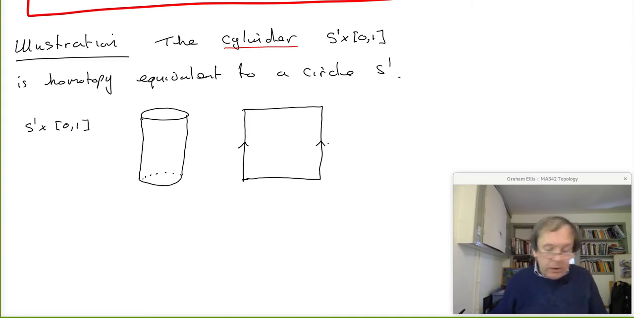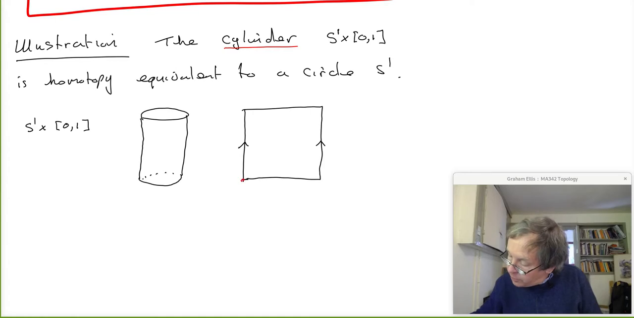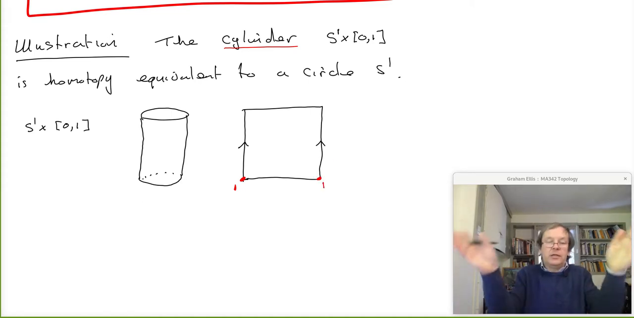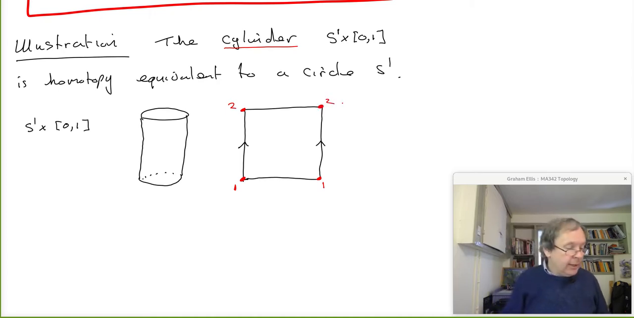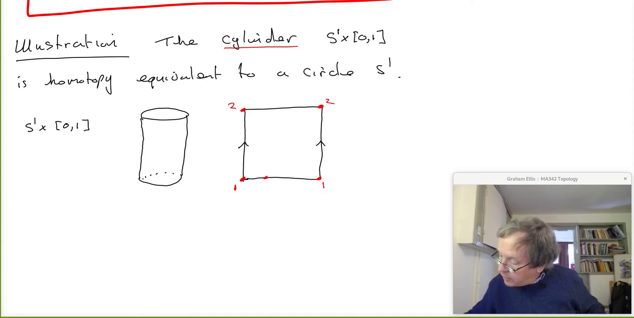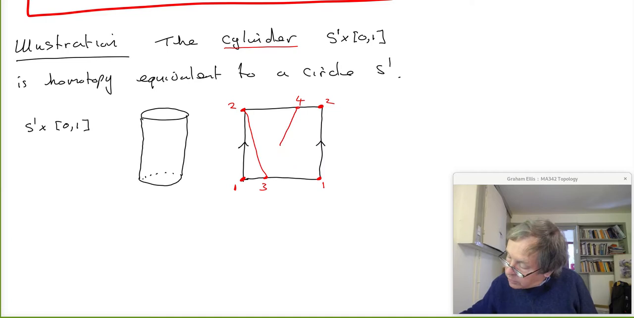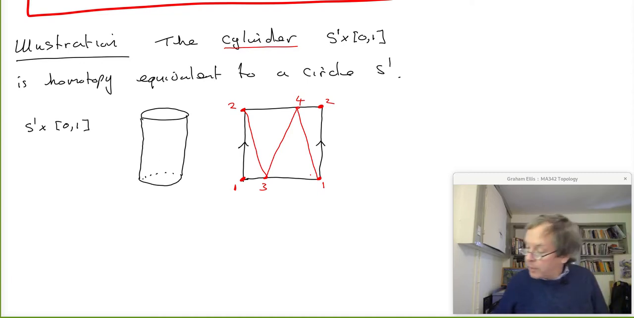So let me number some points. I'll do it in a different color. So here's a point. Let me call that point one. That point one is the same as that point one, because I've identified the two edges. And maybe up here I'll call this point two. Well, that point two is the same as this point here, so that's also two. And let me add in a few more points. Let me call that three, let me call that four. Let me add in some edges. And lo and behold, I hope I have a triangulation of the cylinder. I have a simplicial complex drawn in black and red, which is homeomorphic to the cylinder.